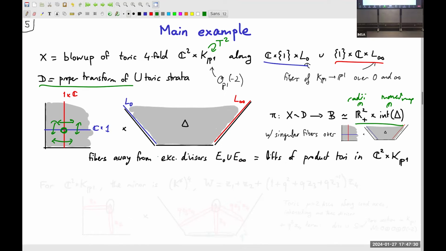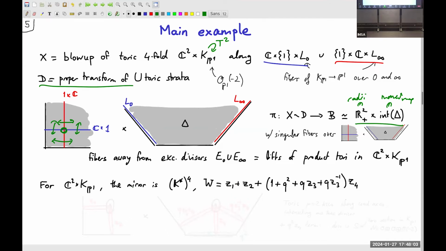And so you can just forget everything else and just think that away from the exceptional divisors, the fibers are just going to be lifts of product tori in my toric variety. And the only thing that has changed, really, is that by adding these exceptional divisors, I'm giving holomorphic disks more opportunities to exist in there without intersecting D, or intersecting D differently. So in that sense, a blow-up modifies the Maslov indices of disks. Okay. So we're going to try to build a mirror to this, following the above recipes.